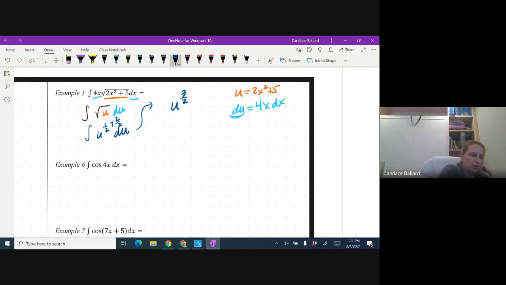All right, good job. 2/3 and then plus C. And then we've got to substitute our U back in. So 2/3, 2x squared plus 5 to the 3/2 power plus C.